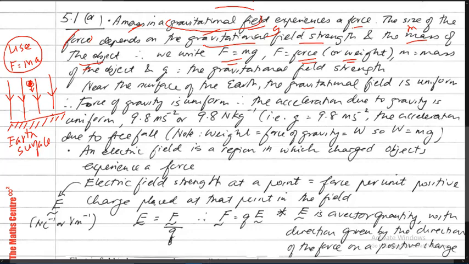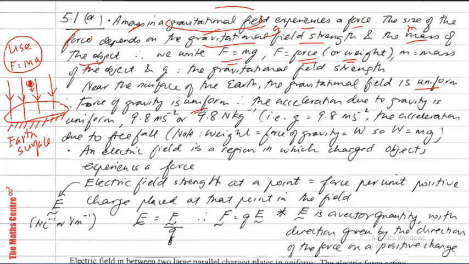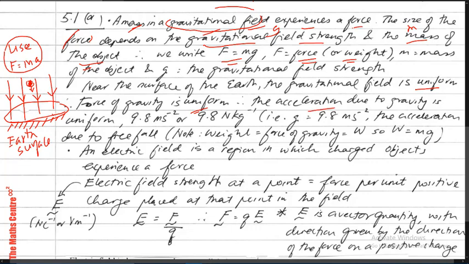Now, near the surface of the Earth, the gravitational field is uniform. Therefore, the force of gravity is uniform. Therefore, the acceleration due to gravity is uniform, constant, 9.8 meter per second squared or 9.8 newton per kilogram. So we like to write it as g equals 9.8 meter per second squared, the acceleration due to free fall. Note, weight is the same as the force of gravity, and we like to indicate weight using W, and W equals mg. We have seen this before.